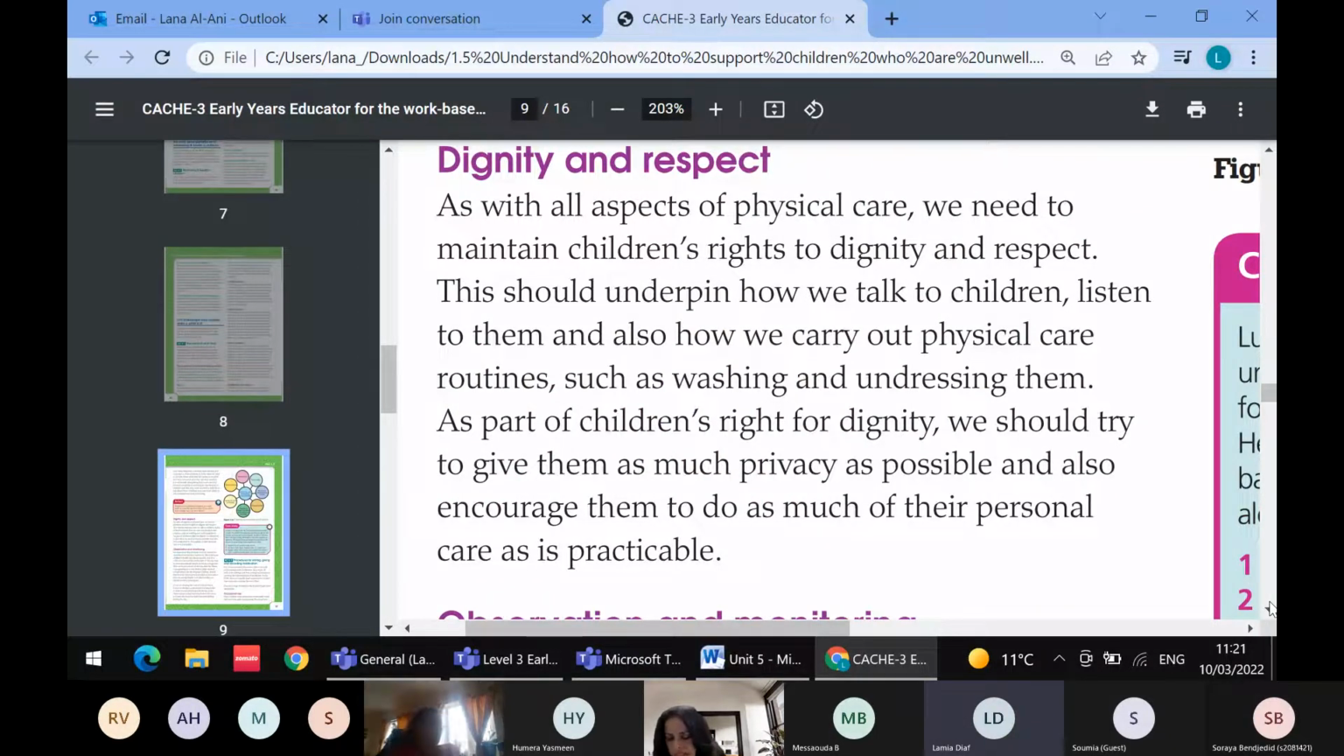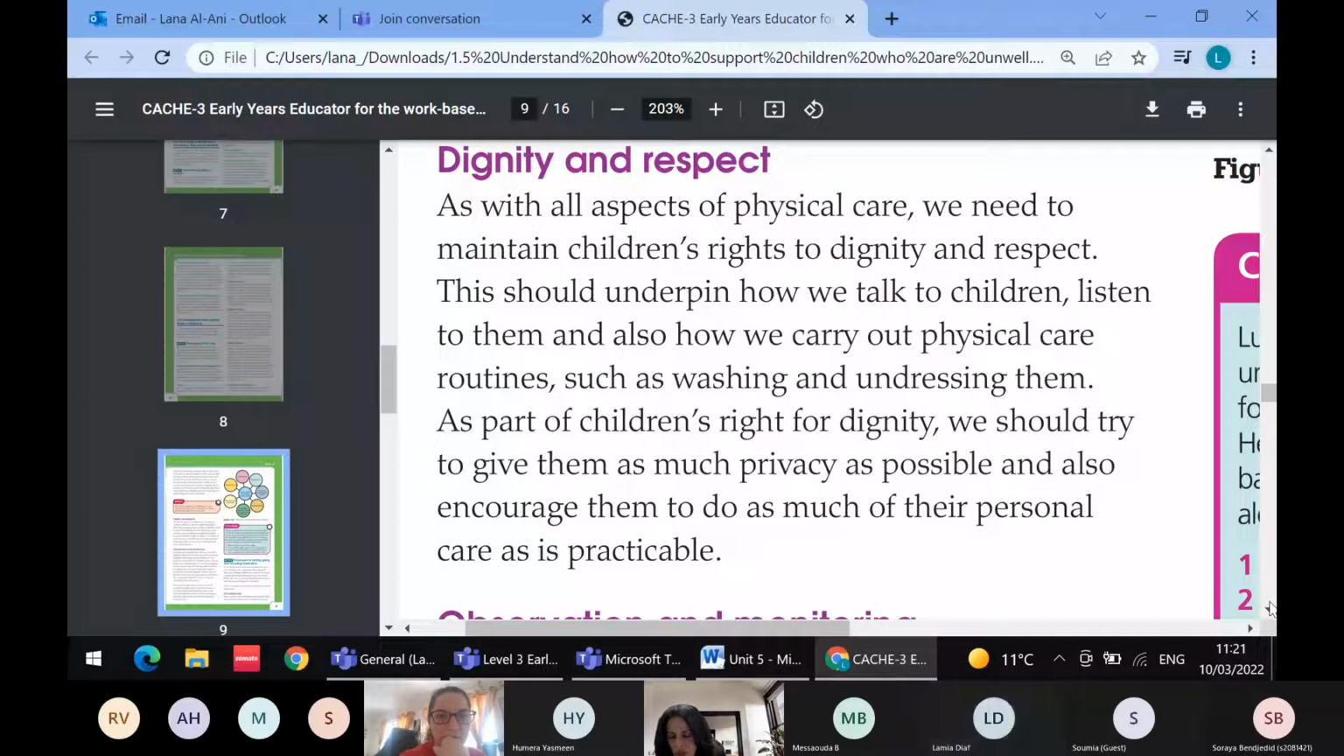So while the child is ill, they have the right to dignity and respect. We should be taking care of them. We talk to the child. We listen to the child. We don't ignore them. We carry out physical care routines.